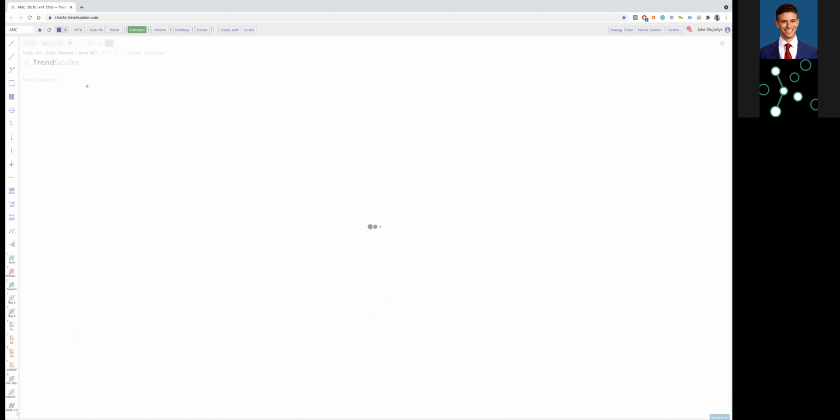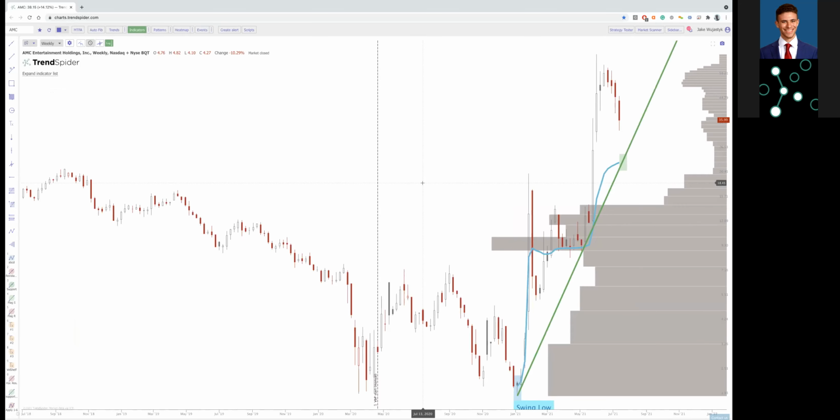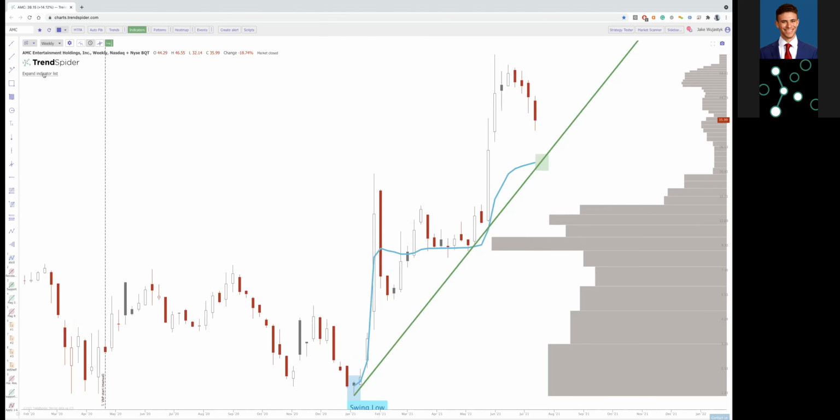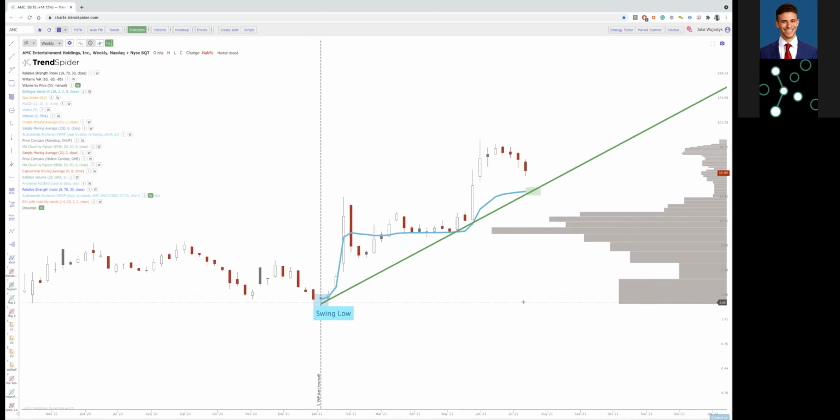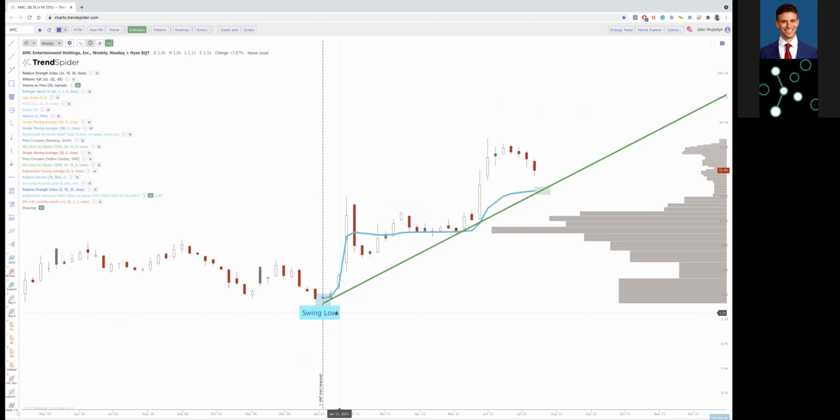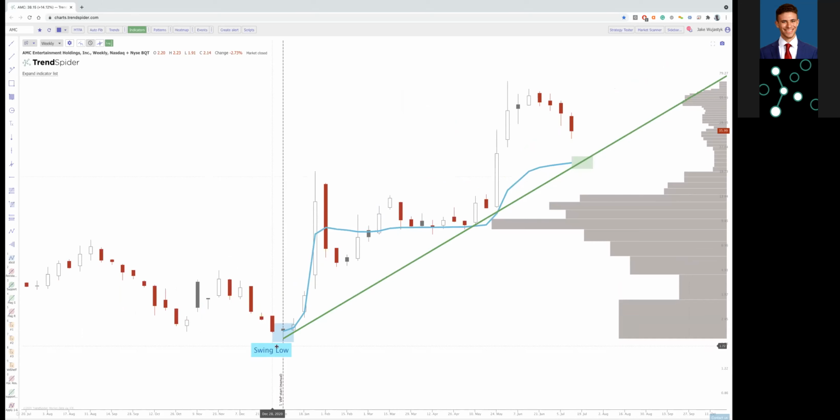AMC is another great example of a few different things that I like to use on the platform. One, I really like to look at the anchored volume by price and the anchored VWAP from the start of a trend. So in this case, if I'm starting the volume by price and the VWAP from the swing low, I could say the volume weighted average price for this uptrend is, in this case, $23, because we're starting the volume by price from the start of the trend. So we can literally say this is the volume weighted average price of this uptrend.